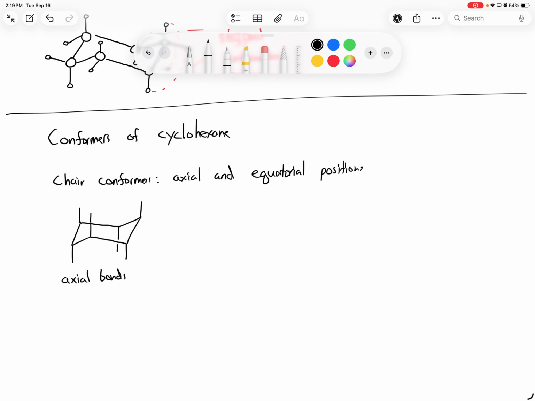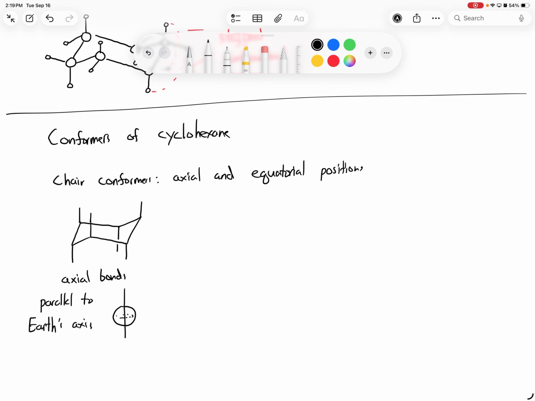We call them axial because if you think about the Earth here, they're parallel to the Earth's axis of rotation. So that's why it's axial, okay?